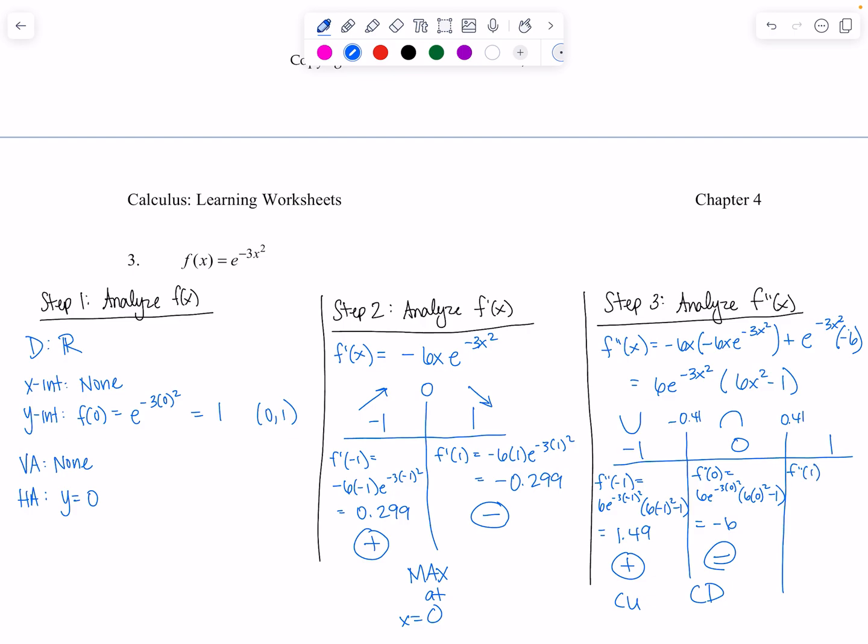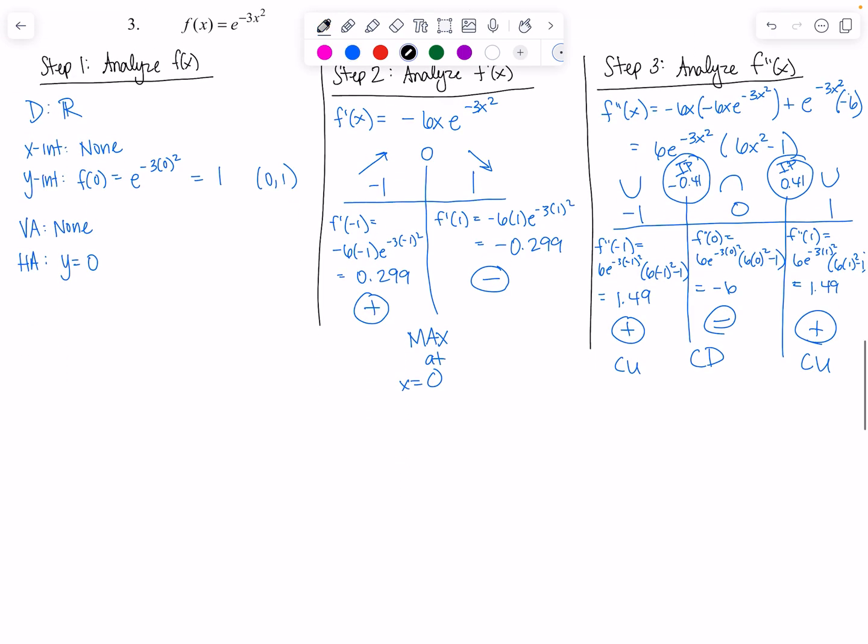Our second derivative at 1, 6e to the -3 times 1 squared times 6 times 1 squared minus 1. So positive 1.49. So concave up. This is telling us we have inflection points. And now we can take all of this and sketch.